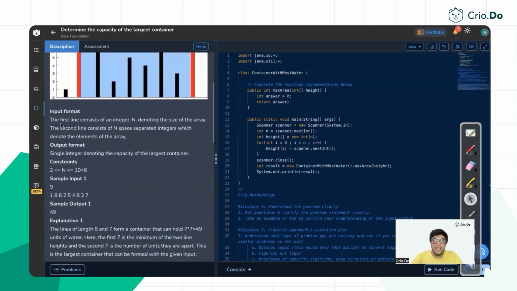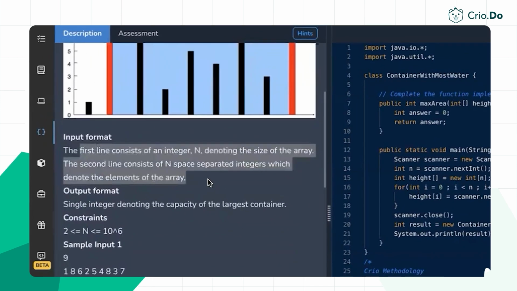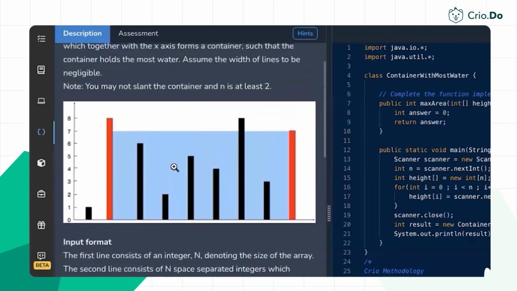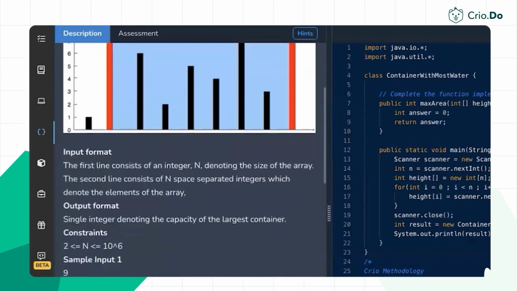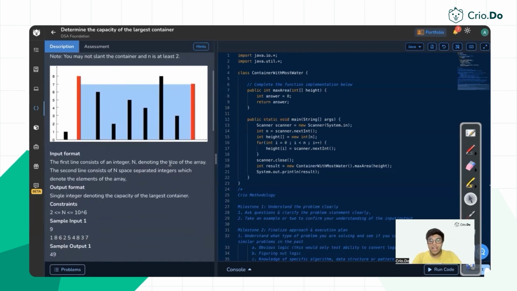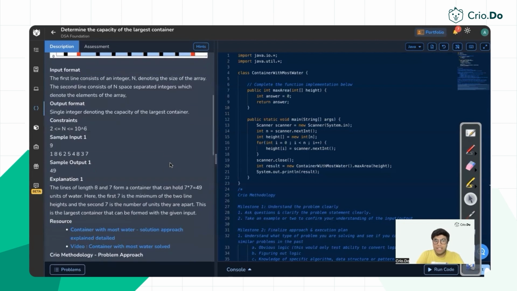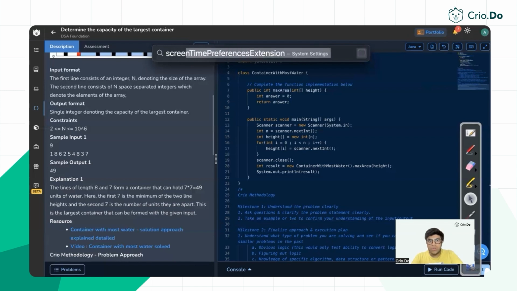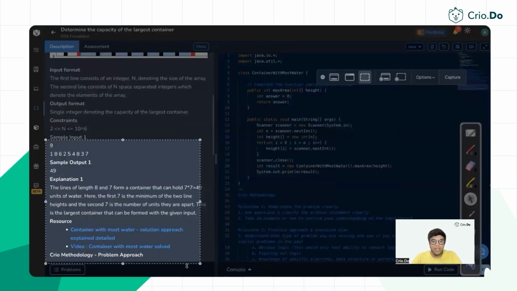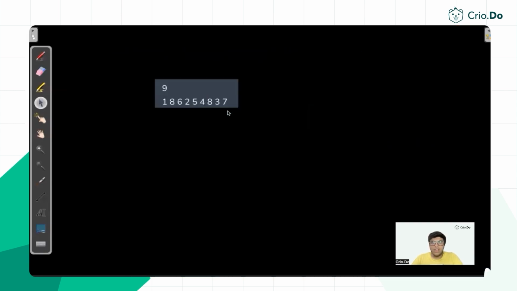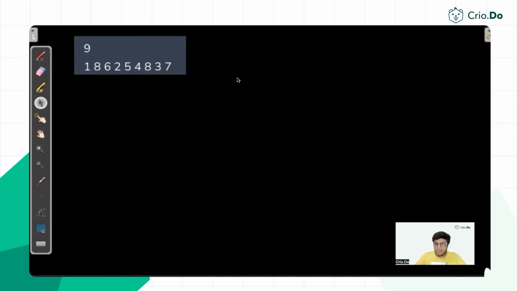Input format, as you can clearly see, is an array of size n containing n elements. Each element will be positive because height should be positive, and the values correspond to each of the array elements. So for this sample input, 1, 8, 6, 2, 5, and so on. So let's bring the sample input into the notes. We are taking a screenshot of the sample input, and accordingly we will make a diagram and we will see how we can form the maximum area container.